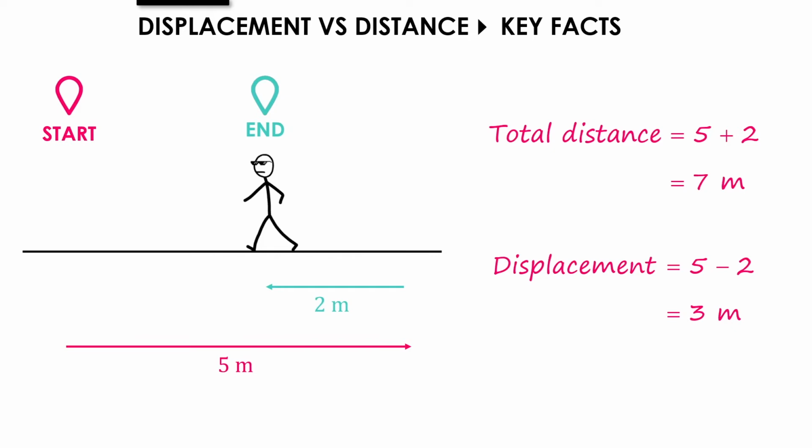A couple of things to note are that if something doesn't change direction, then its displacement will essentially be the same as its distance. Like here, where the man walks backwards along his original path, then the displacement will be less than the distance.